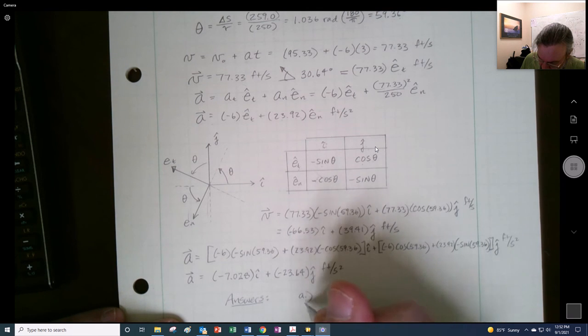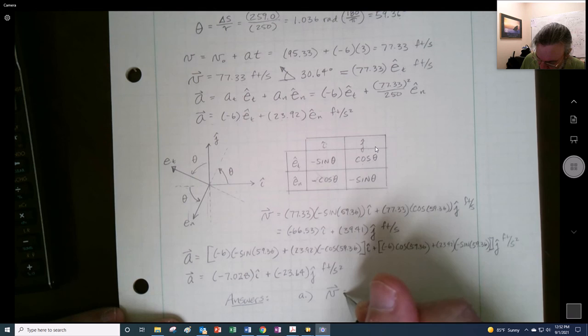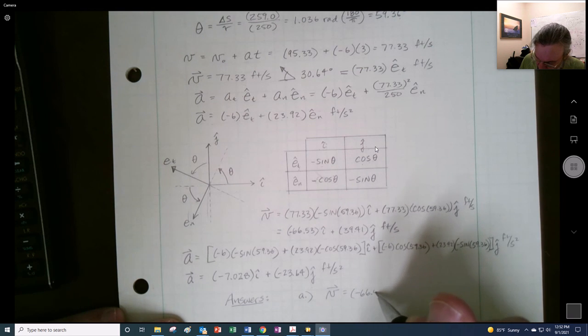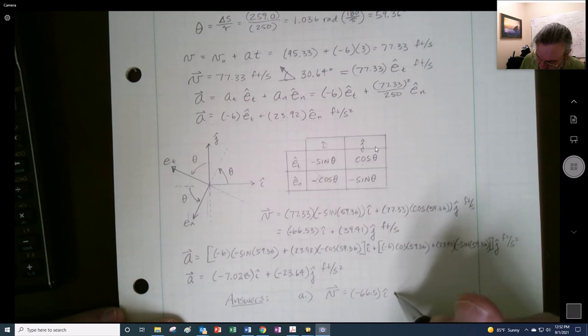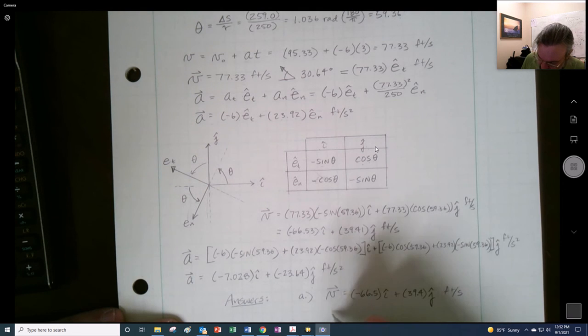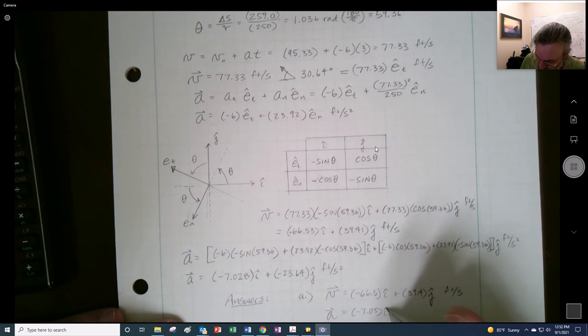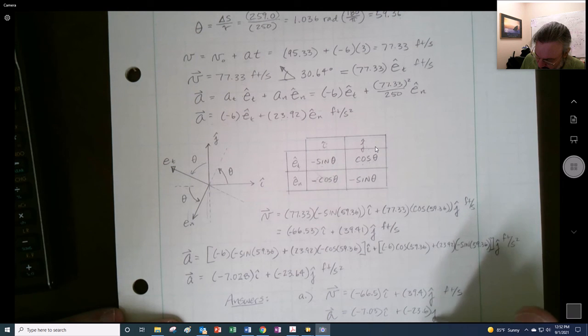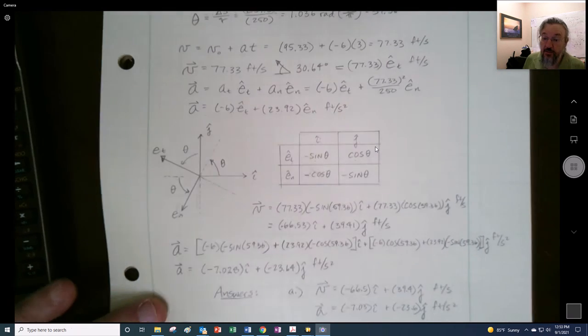So the answers are going to be A, V is equal to negative 66.5 I plus 39.4 J feet per second, and the acceleration is going to be a negative 7.03 I plus negative 23.6 J feet per second squared.